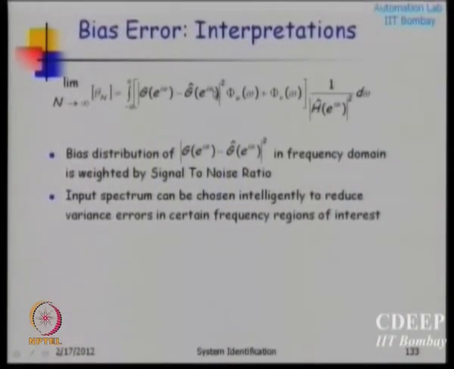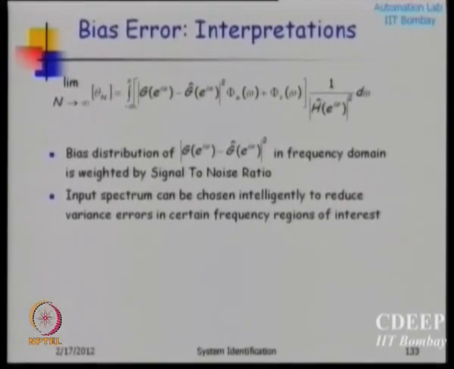If I perturb the plant using the signal which has high content at low frequency, then the optimizer will work in such a way that this difference is small at low frequencies. So the model is good, the frequency responses match in the low frequency region, and it doesn't bother about matching the frequency responses in the high frequency region. Why? Because this integral is weighted by the spectrum, right? This spectrum is low at high and middle frequencies. So minimizing this optimization function in the time domain will implicitly reduce the frequency domain mismatch at low frequencies. This is the insight which this equation gives.